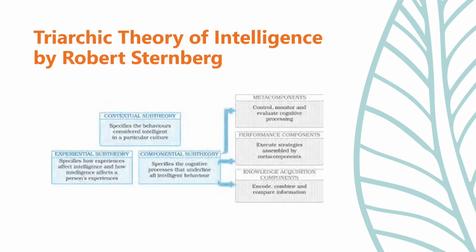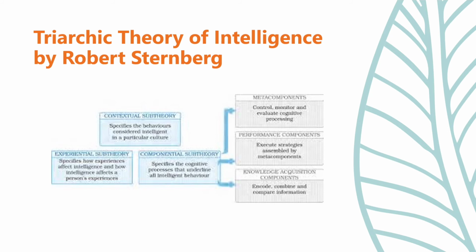The triarchic theory of intelligence was proposed by Robert Sternberg in 1985. Sternberg views intelligence as the ability to adapt to, shape and select environments to accomplish one's goals and those of one's society and culture. According to this theory, there are three basic types of intelligence, that is, componential, experiential, and contextual.